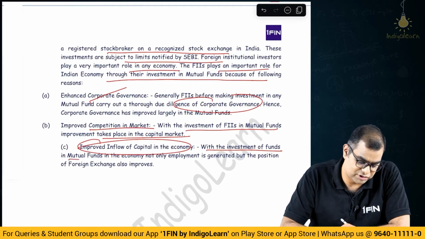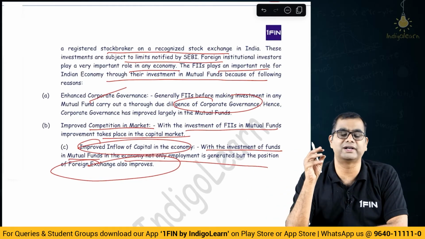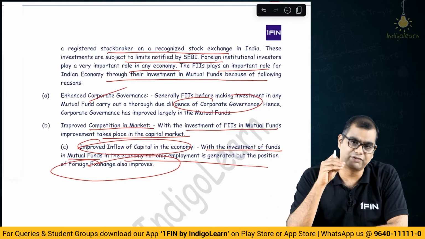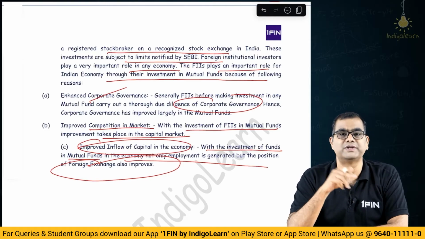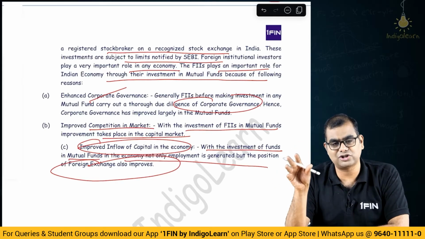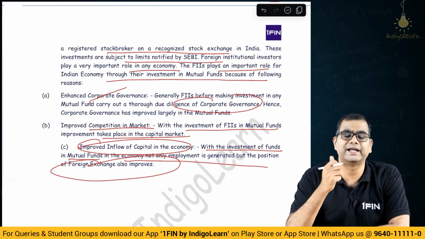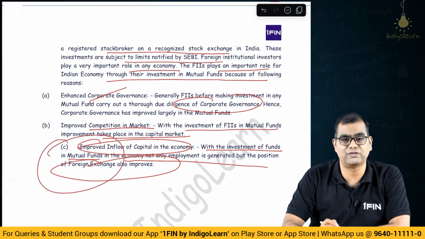With the investment of funds in mutual funds in the economy, not only is employment generated, but foreign exchange also flows in. When FIIs invest in a country, they bring their foreign currency, give it to our local bank here. The local bank exchanges it and gives them rupees. That rupees they invest in the Indian market. When they take back money, the reverse happens. They sell the stocks, get money in rupees, give it to our local bank, take dollars and go away. So, they help improve our foreign exchange flows as well.